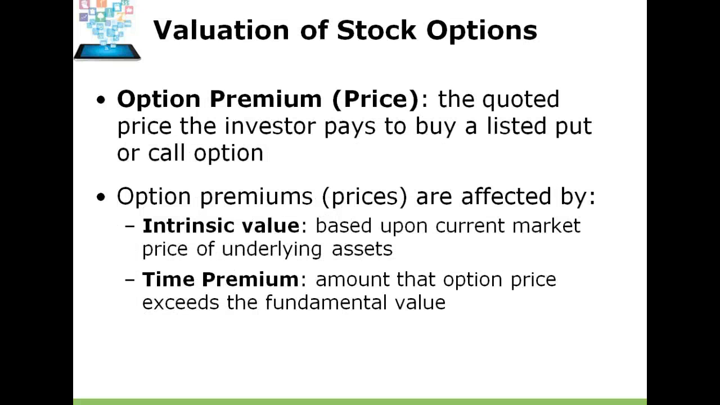Now, the option premium, we call this the price. This is what you're paying for the contract. So this is what you pay to buy the put or call option. The option premium is made up of really 2 pieces of information. The intrinsic value, which is really the difference between the strike price and the stock price. And then the time premium, how much time there is before the contract expires. The bigger amount of time you have, the more of a premium there will be.